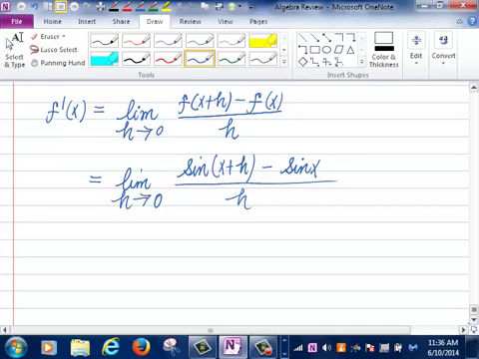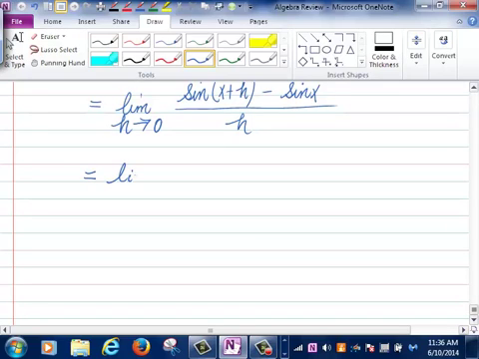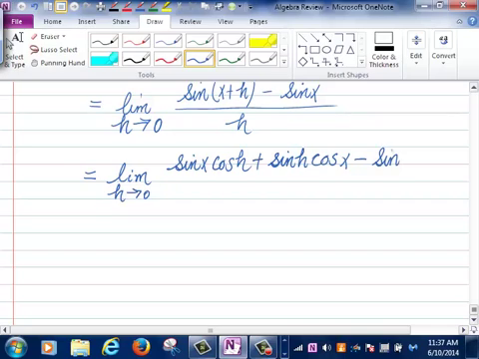Let's see how much experience you have with trig. You see sine of x plus h. If you have no other clue, you say, well, let me just try to apply the sum formula for the sine function and see what happens. So that's what we're going to do. How many of you remember that? Sine of a plus b is sine a cosine b plus sine b cosine a. So sine x times cosine h, plus sine h cosine x, minus sine x. That's the sum formula for sine.